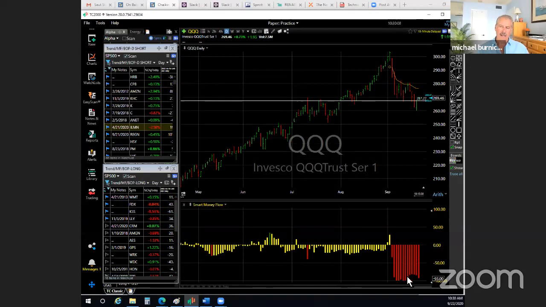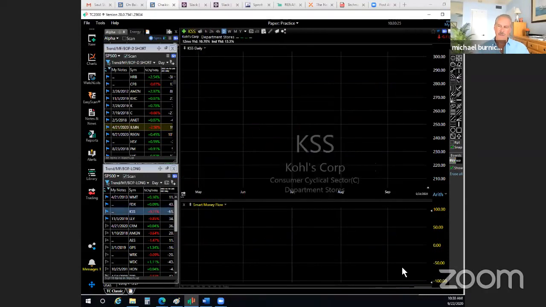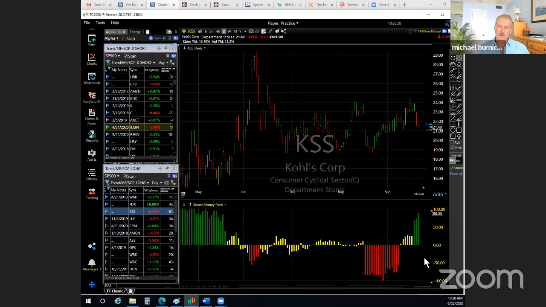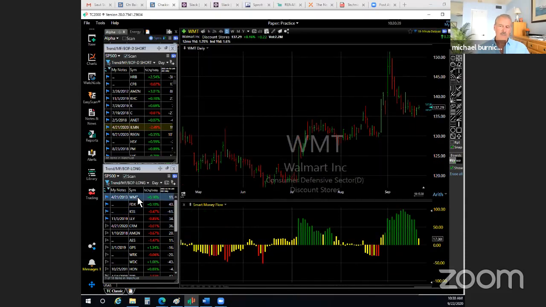You look at the NASDAQ QQQ Trust. This is an ETF that tracks the NASDAQ 100 index, all those big tech stocks like Amazon. And you can see the same thing here in September, heavy selling, heavy smart money outflows. So when you see a market backdrop like that, and you look at a company like Kohl's or Walmart we looked at earlier, and you see the smart money is buying this in spite of the overall market falling around us, people are interested in Kohl's. People are interested in Walmart.